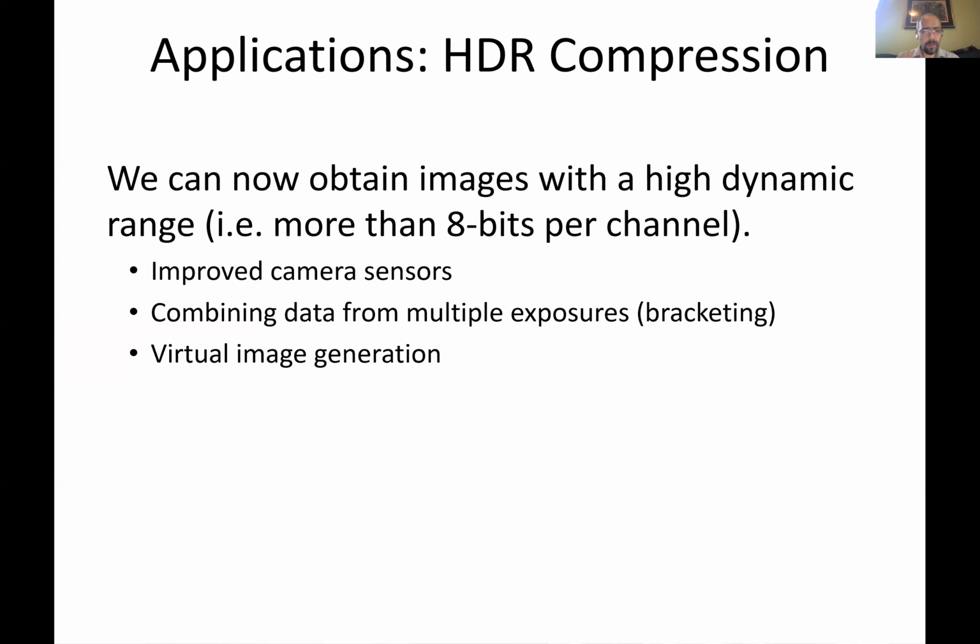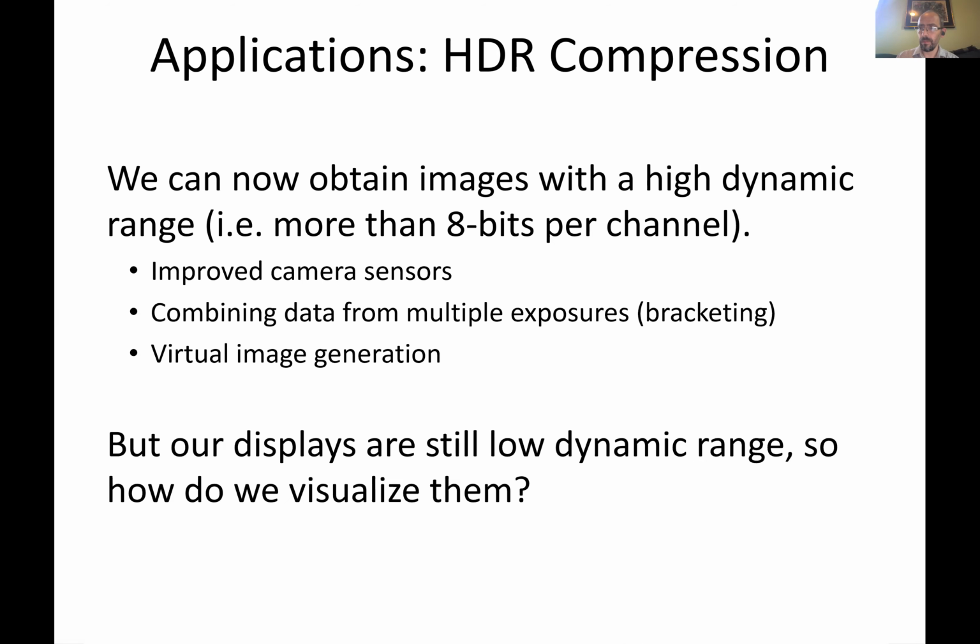Okay. Here's another example. Let's say you take your camera and it shoots not at 8 bits per channel, but maybe at 16 bits per channel. So you have an HDR, high dynamic range camera. That's certainly something that you get now. So you get this really nice image with a lot of dynamic range. The only problem is that your monitor is still 8 bits per channel. How do you represent it? How do you represent this image?